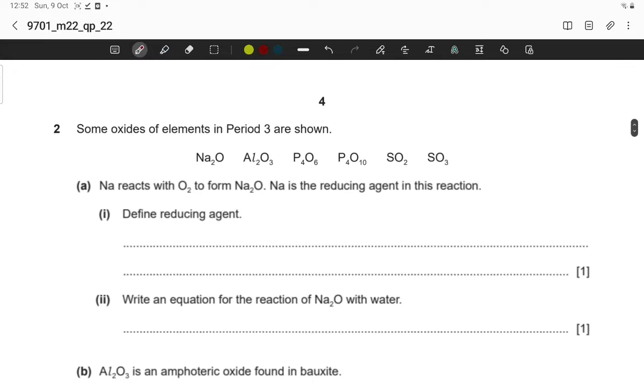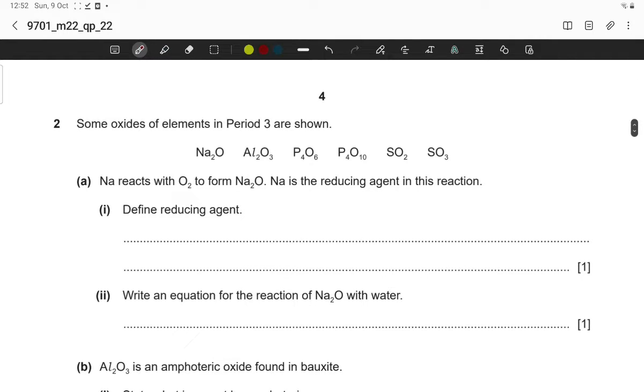Next question is, some oxides of elements in period 3 are shown: sodium oxide, aluminum oxide, phosphorus 3 oxide and phosphorus 5 oxide, sulfur dioxide and sulfur trioxide. Sodium reacts with oxygen to form sodium oxide. Sodium is the reducing agent in this. Define reducing agent.